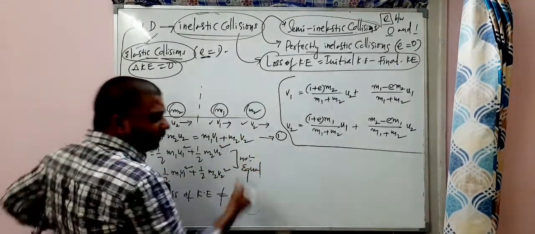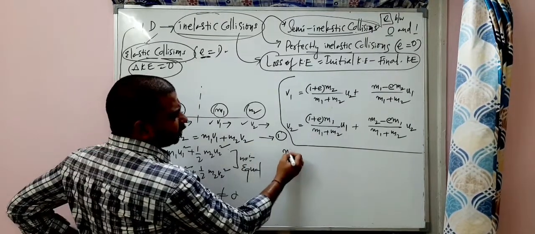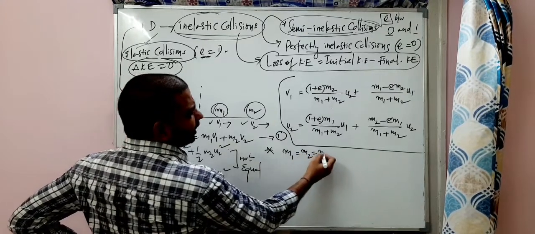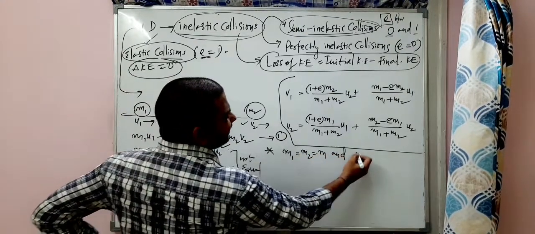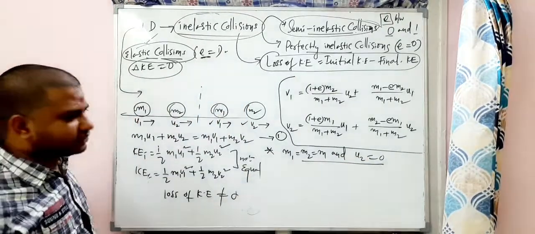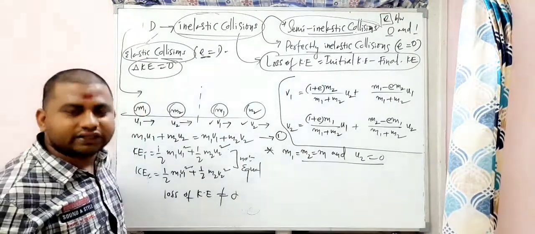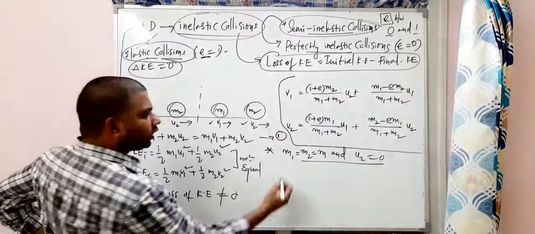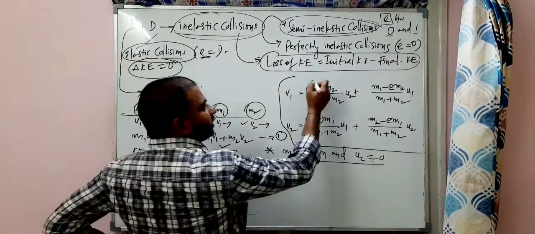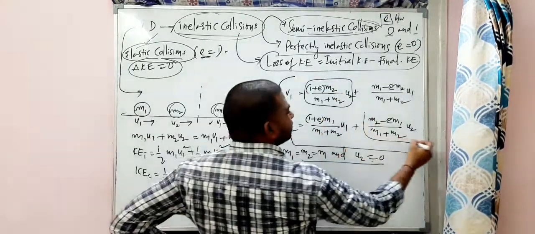Listen, very important point I am telling you, my dear students. So the important case is m1 is equal to m2 is equal to m, and the second body is at rest, my dear students. In this case, what happened to the final velocities after the collision? Let's see. u2 was given as 0, so this term will become 0, and here also this term will become 0.